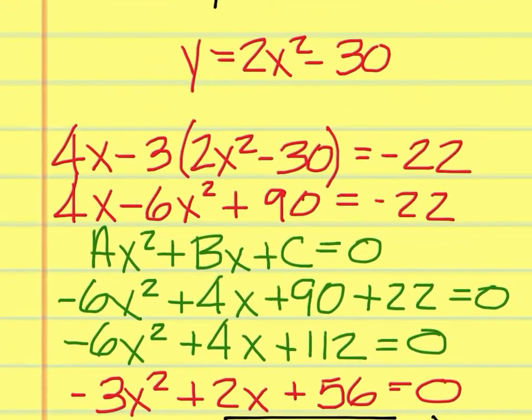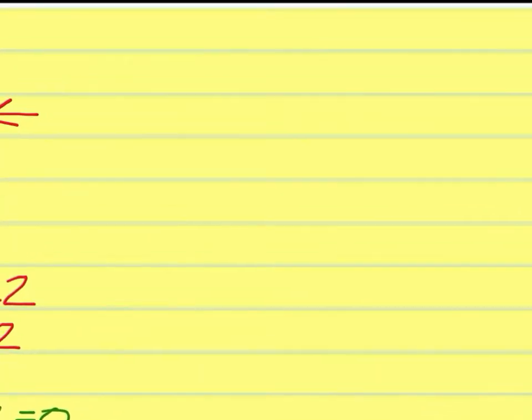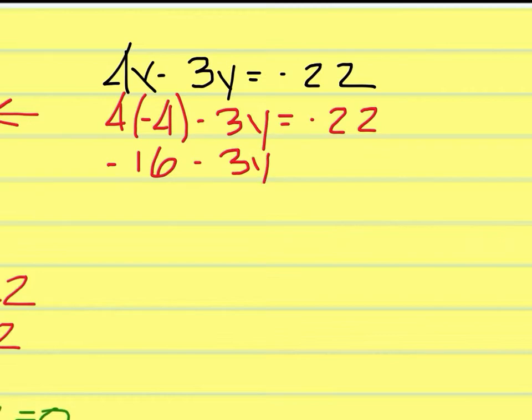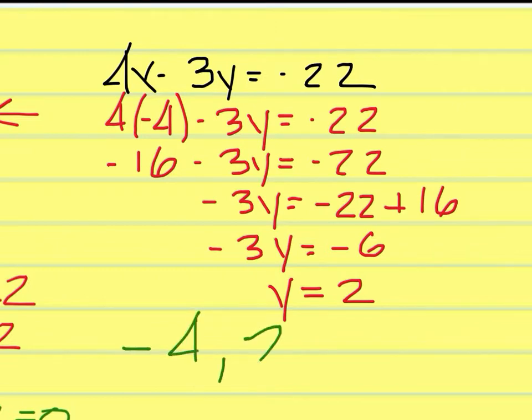So you're going to have to use negative 4 and 14 over 3 at the very top in one of those 2 original equations. I'm going to try the 4x minus 3y equals negative 22, and put in a negative 4. If I put a negative 4 in there, I'm going to come back with a negative 16 that I have to move to the right and change the sign so that I have negative 22 plus 16. And negative 22 plus 16 is a negative 6. That gives me a 2 for y. So I put in a negative 4 and came back with a 2. So there's your first answer.